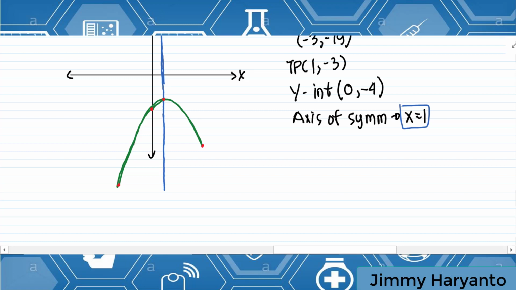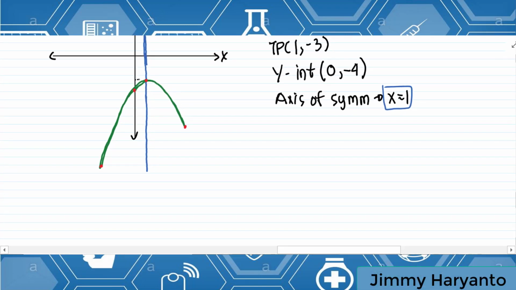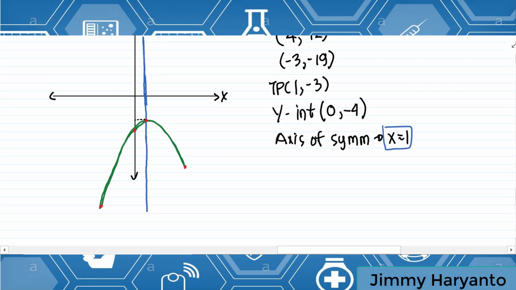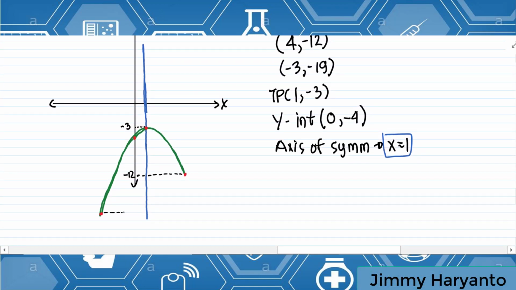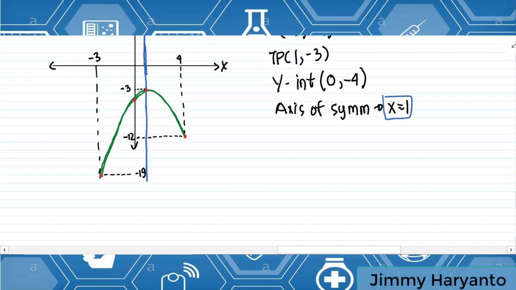Next, we have to find the domain and the range. I will put the numbers first: negative 3, negative 3, negative 12, negative 19, 4, and negative 3. As you can see, the domain is from negative 3 until 4, so you can write domain equals negative 3 less than or equal to x less than 4.